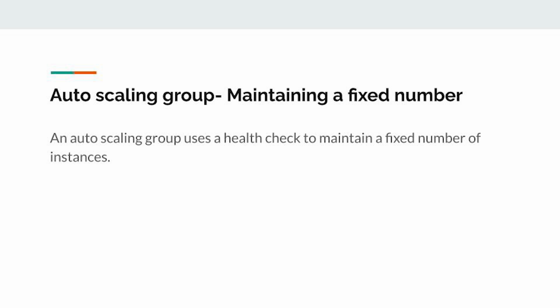How does an auto-scaling group maintain the desired capacity? An auto-scaling group uses a health check to monitor the healthy instances. If it detects an unhealthy instance, it will terminate it and create a new instance.